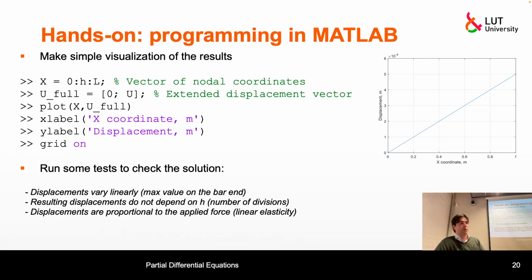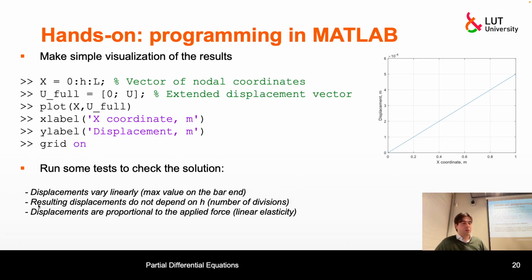Okay, so just plot, and now what I would like you to do is run some tests with your code, if it works, and check, as the first check we have already made, that displacements vary linearly. That's what we expected from this type of problem, where we just apply force at the end of the bar and nothing else. There is no body force, nothing changes along the bar, so it can be nothing else.